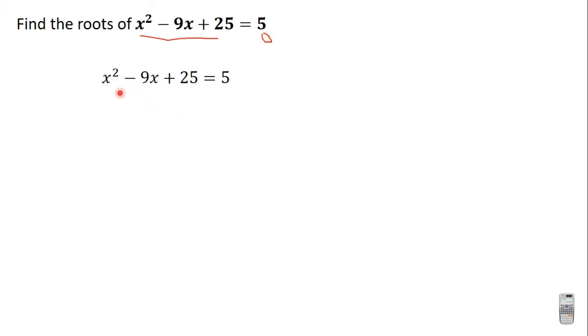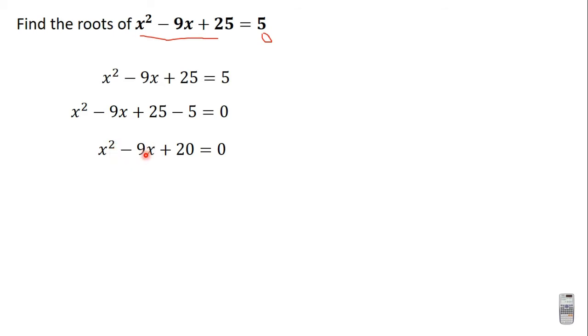Now to do that, we know that our equation is s squared minus 9s plus 25 is equal to 5. We will bring what we have on the right-hand side to the left-hand side. 5 is positive here, so when it comes here, it becomes negative. So you have s squared minus 9s plus 25 minus 5 is equal to 0. This will give us s squared minus 9s plus 20 is equal to 0. So this is our equation: s squared minus 9s plus 20 is equal to 0. We have to solve this quadratic equation.